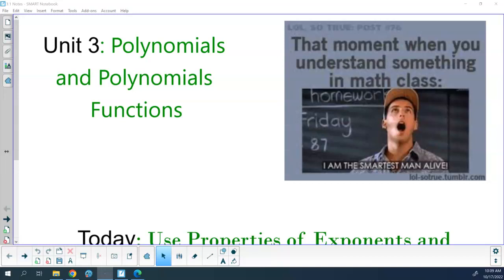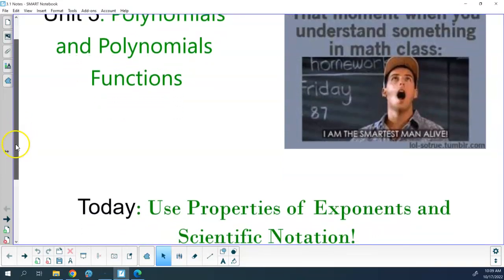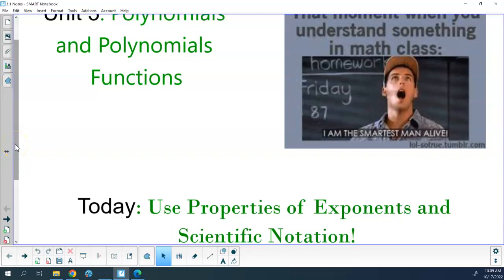So Unit 3 is all about polynomials and polynomial functions. Today, we're going to focus on exponents and their properties and scientific notation, which most of you have seen before. We're just kind of remembering what to do and how to do it. Okay? So, let's do this.